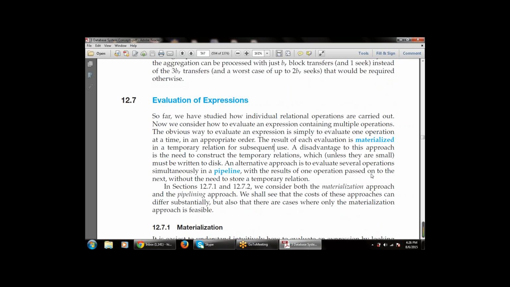So what is an expression? Whenever we give a command that is expressed in mathematical form, that is an expression. And whenever we evaluate it by using any technical terms or algorithm, that is known as the evaluation of expressions. There are two approaches for evaluating expressions, that is materialization and pipelining. One method is to divide the expression into various materials, and the other is to divide the expression into pipelining. The cost of both techniques differs greatly.